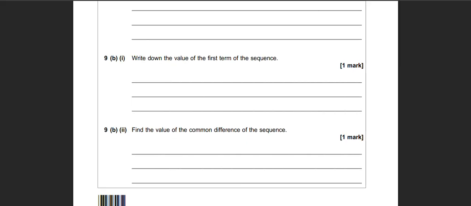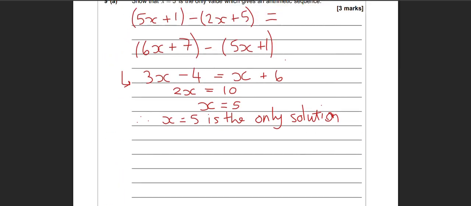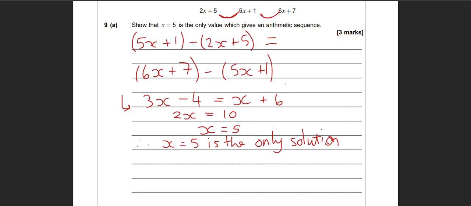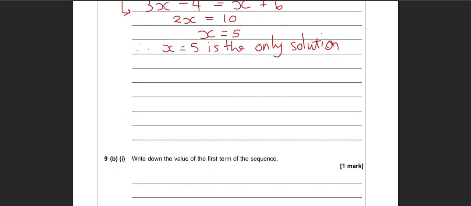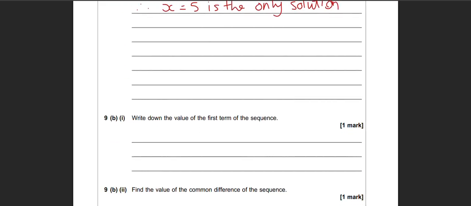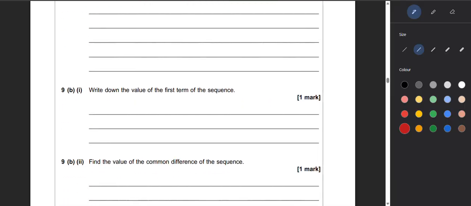So it says, write down the value of the first term in the sequence, and then part B is write down the common difference. So that should be quite straightforward. The common difference is the difference between the terms. And then the first term is the first term in our sequence. We normally label that as A. So A is 2x plus 5, isn't it? So it's 2 lots of 5, add 5. So that means 15. So A is 15 there.